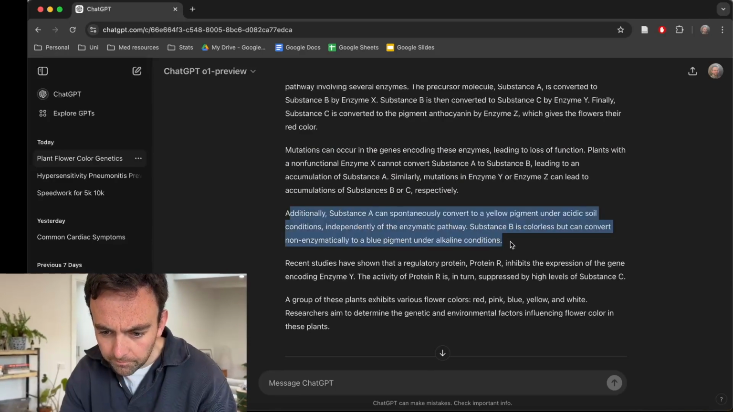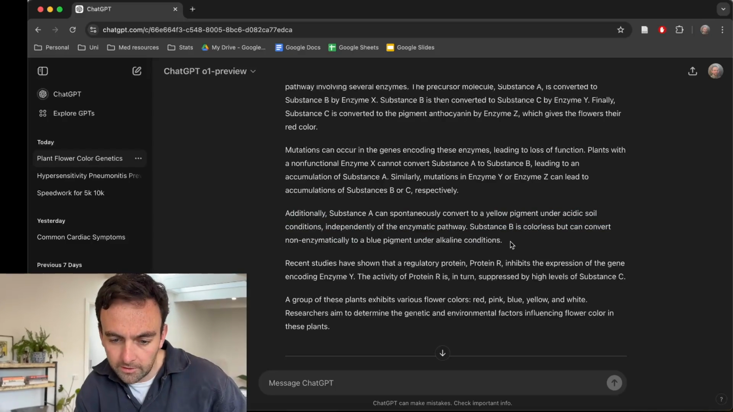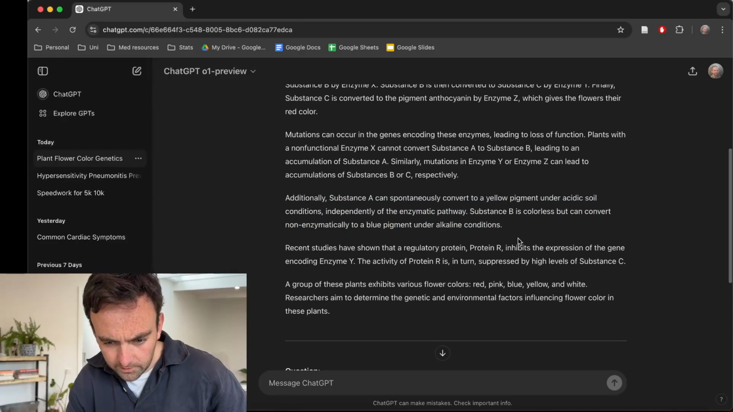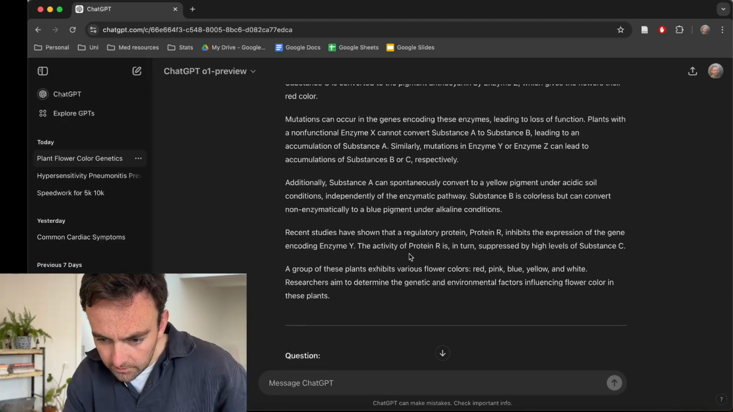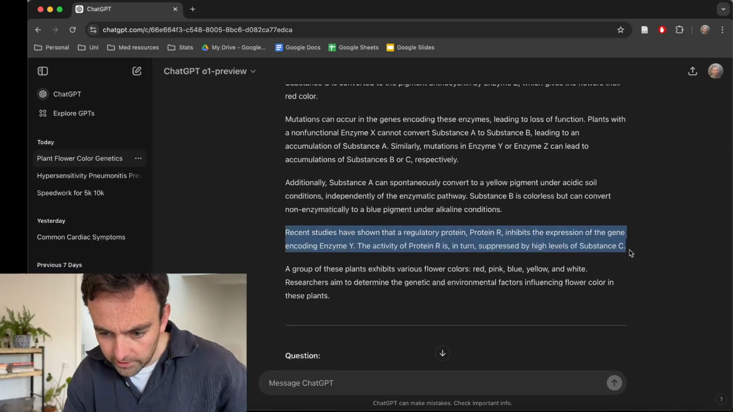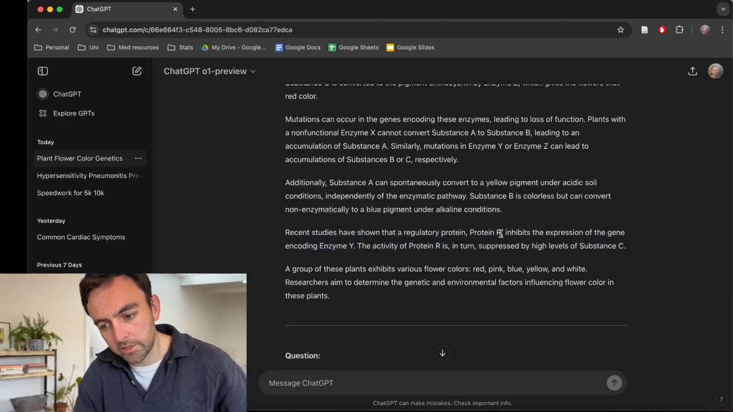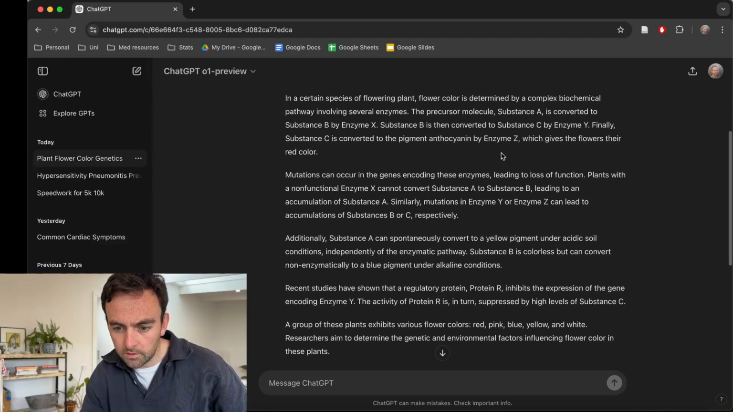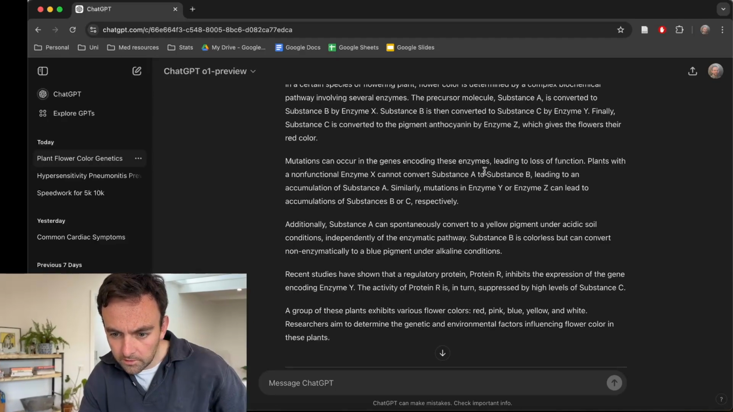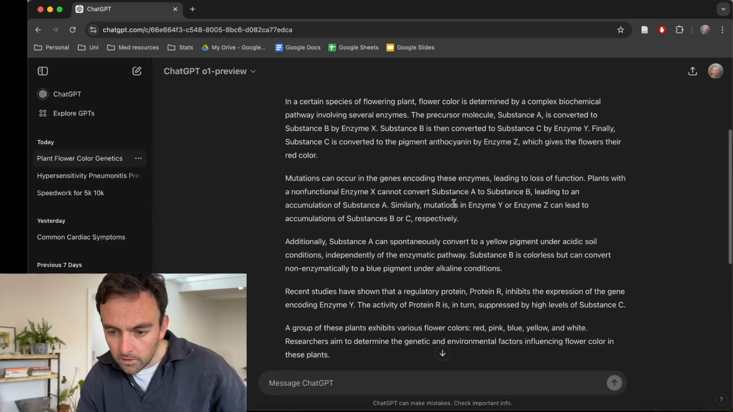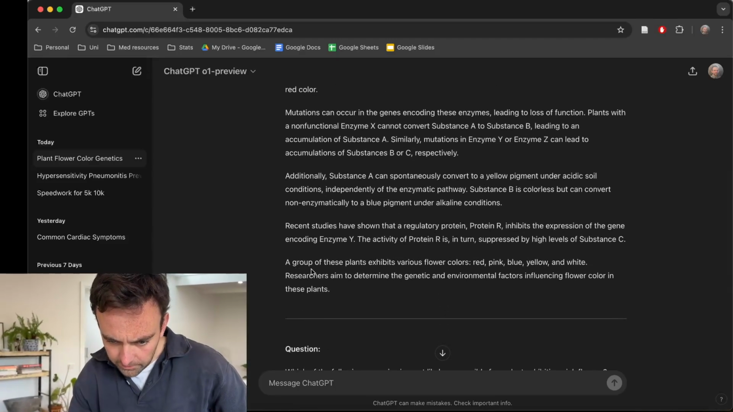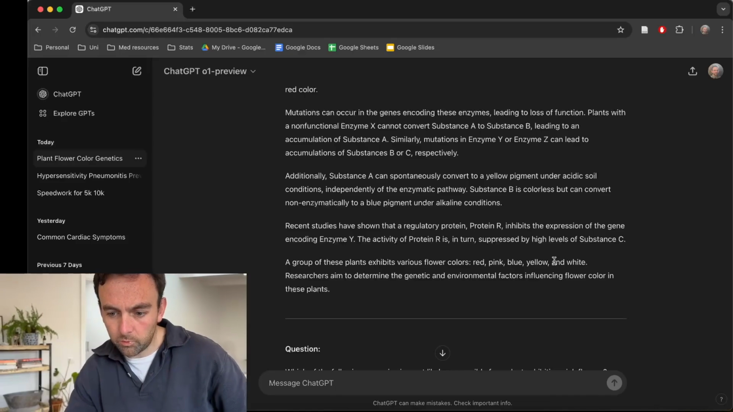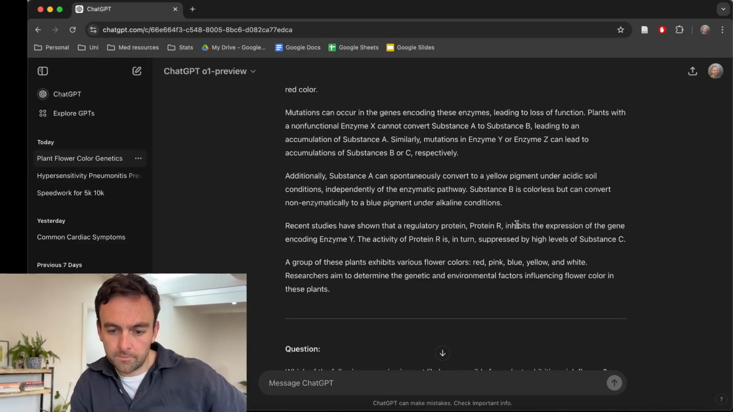And then as I'm going, I'm just trying to simplify the information. This one's about spontaneously converting a yellow pigment. Okay, that doesn't seem too relevant. This says about protein R. So protein R inhibits the expression of the gene encoding enzyme Y, which converts substance B to C. So a group of these plants exhibit various flower colors: red, pink, blue, yellow, and white. Okay, so white is produced, but it doesn't say anything about white.